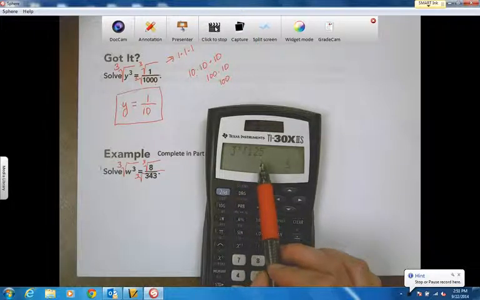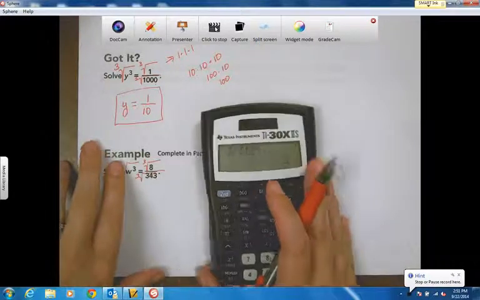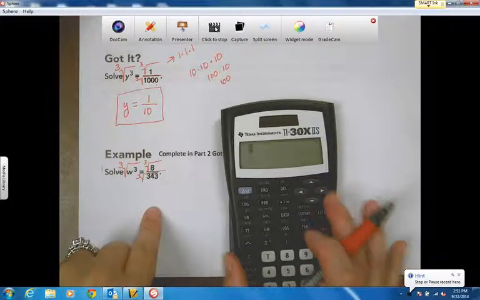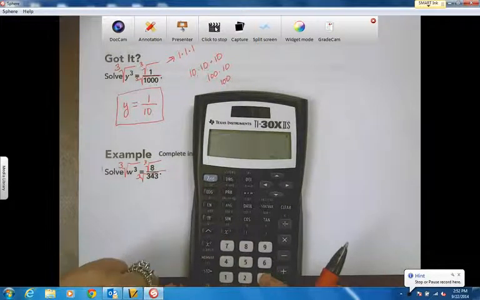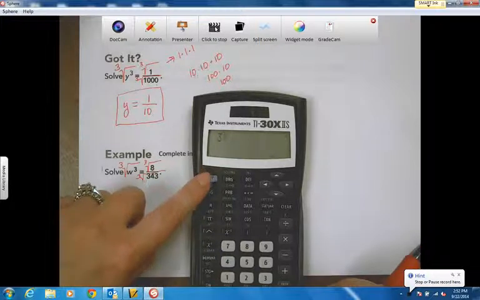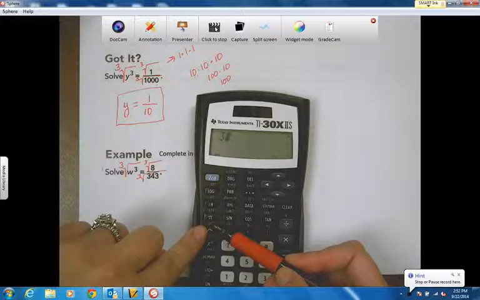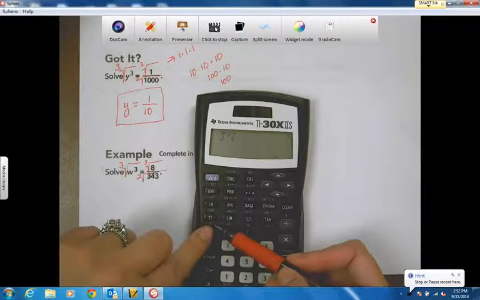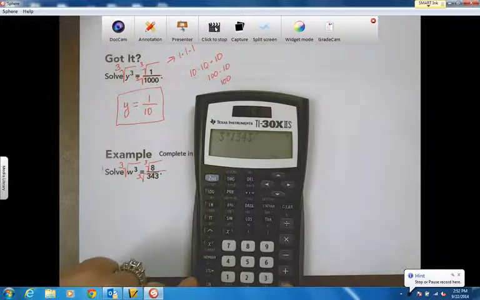So if I go ahead and do this one, I'm going to put in a 3 first, and then I'm going to do second, and then right here is the button I'm using. You can see it right above it. There's my cube root, and then 343. And then I'm going to go ahead and hit enter. And see, oh, there it goes. And there's 7, so it tells me that it's 7.